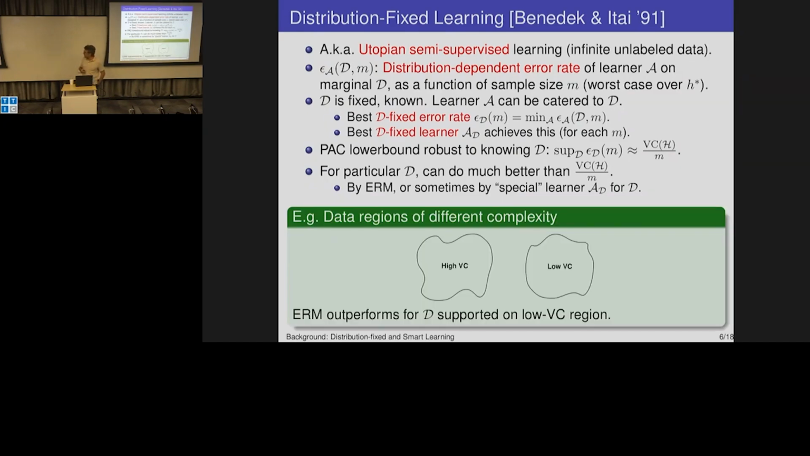So let me give you a couple of examples. First, a simple one, and then a more involved one. Imagine that my instance space, or space of unlabeled data, has two areas. One area is such that the function class has high VC dimension. Another area, the function class has low VC dimension. If your distribution happens to be supported on the low VC dimension area, ERM will just naturally do better without even knowing that the distribution has this property. So this is where you outperform the VC bound just without actually having to do anything.